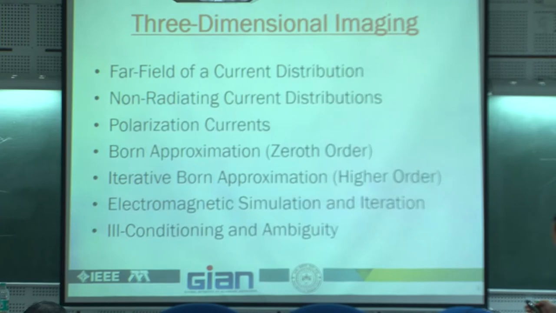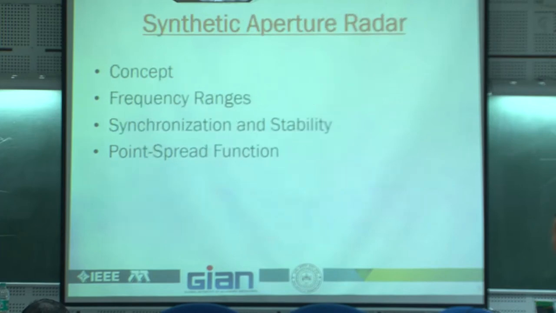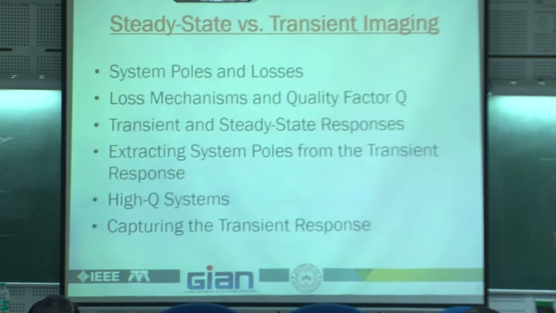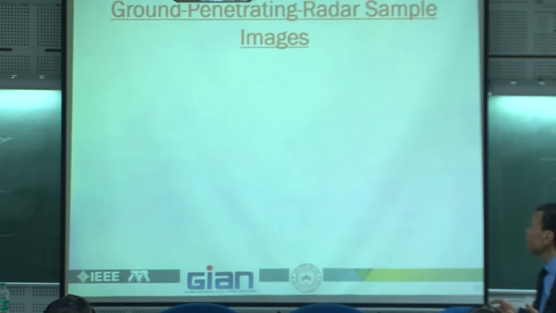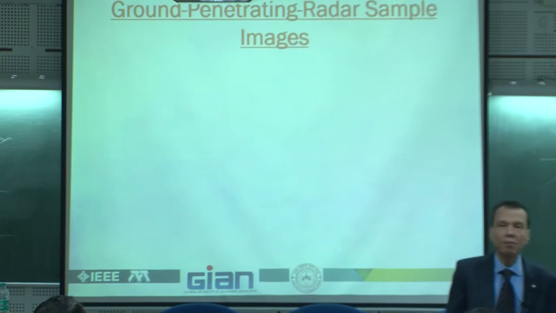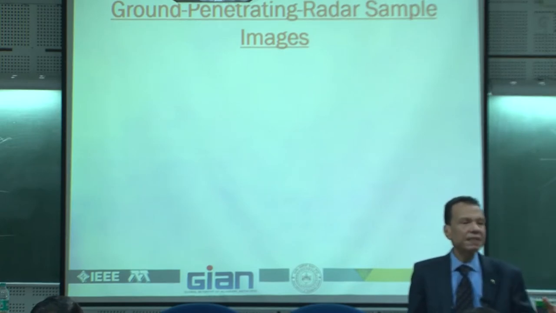And I will repeat again the ill conditioning, the ambiguity, and so on. We'll move afterwards to the synthetic aperture radar. What is the concept, the frequency range, synchronization, and stability of the synthetic aperture radar. And the steady state, we covered this before, magnetic resonance imaging, and the ground penetrating radar, I will show you the setup which we have at the university with some model examples. Okay, this is the outline of the course. Do you have any question before we start?